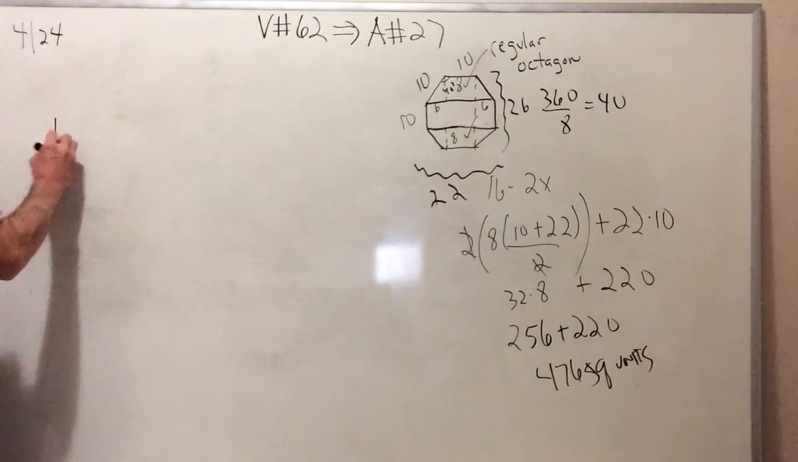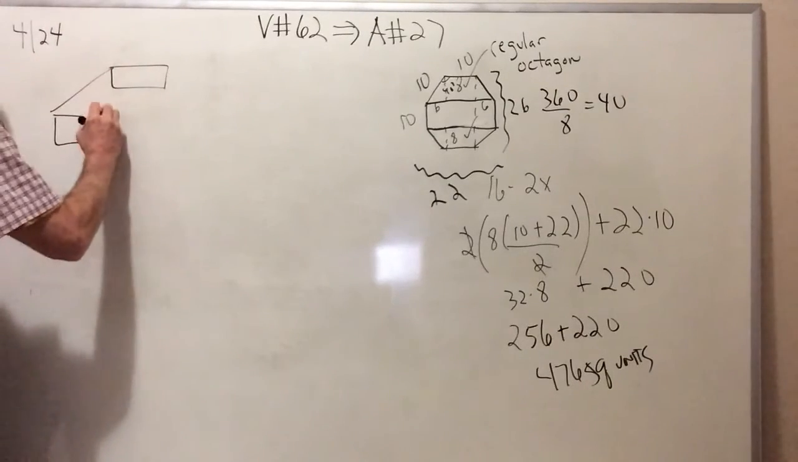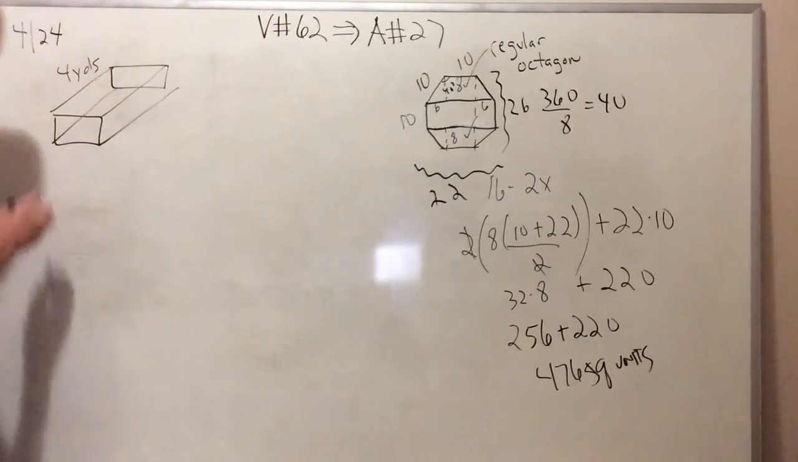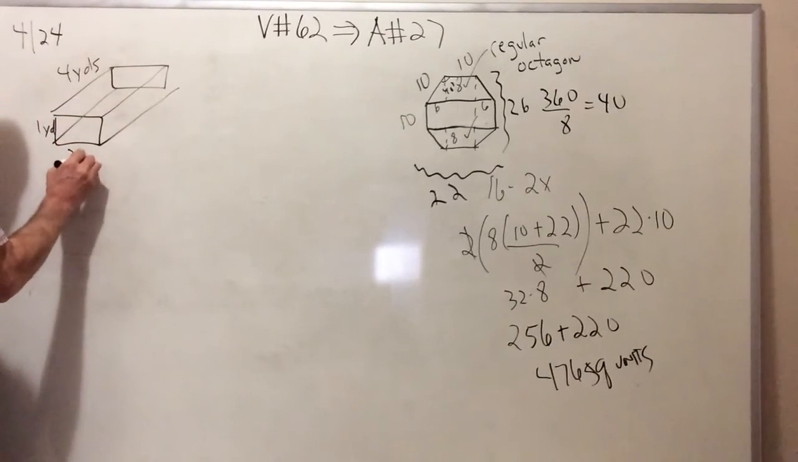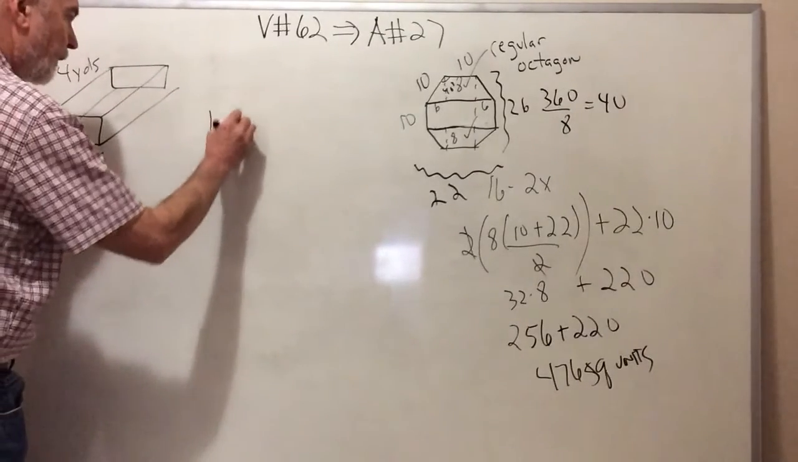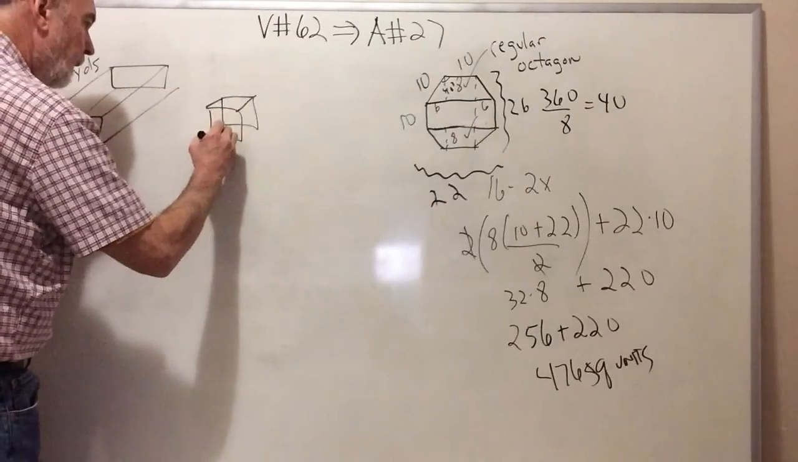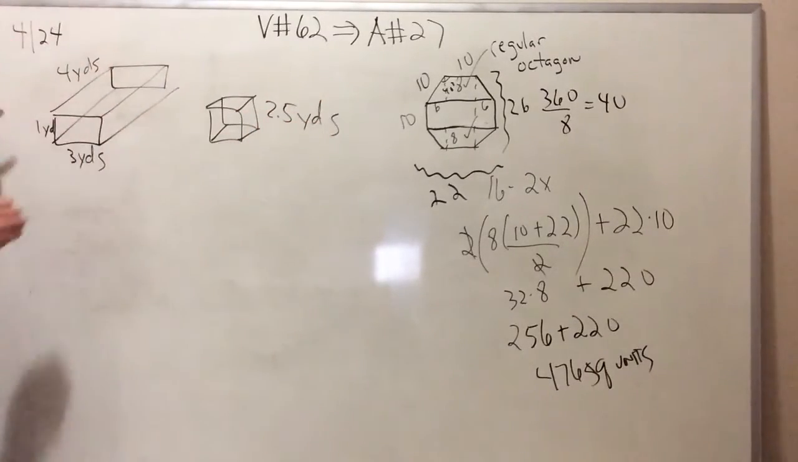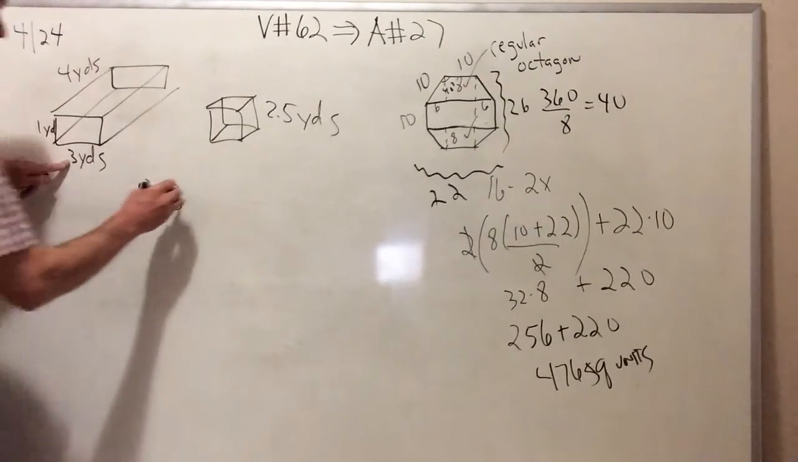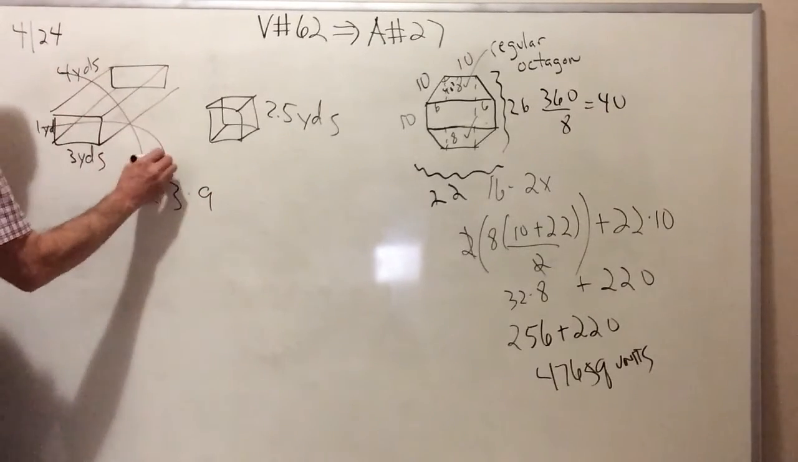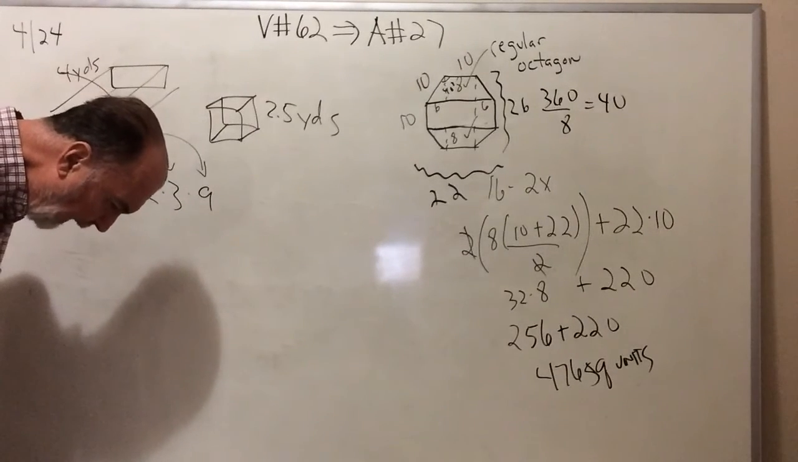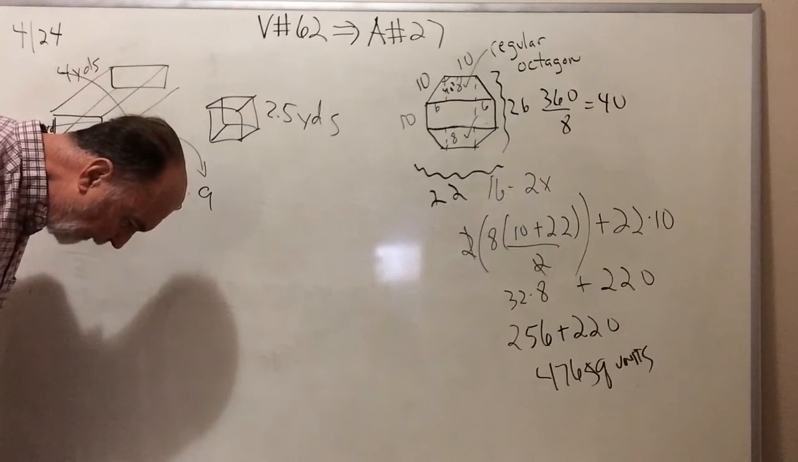So again, you have to do your conversions. You'll be expected to do that. So this is 4 yards. This is 1 yard. And this is 3 yards. And the cube, and we make the cube 2.5 yards. So you do your conversion. 3 times 4 is 12, 1 times 3 is 3, and 3 times 3 is 9. So there's your conversion right there. You're expected to do that really in 6th and 7th grade, not just in 8th grade. And so when I write that out, I'll get my number. I'll do that in a second.